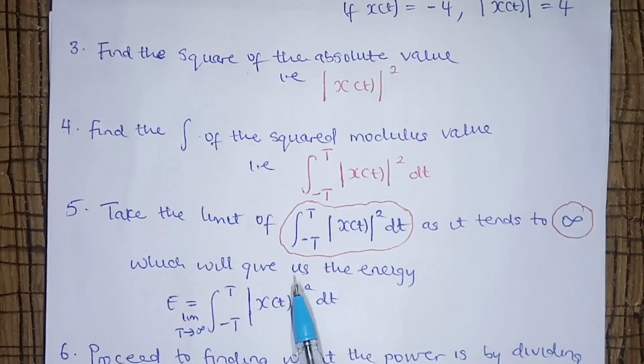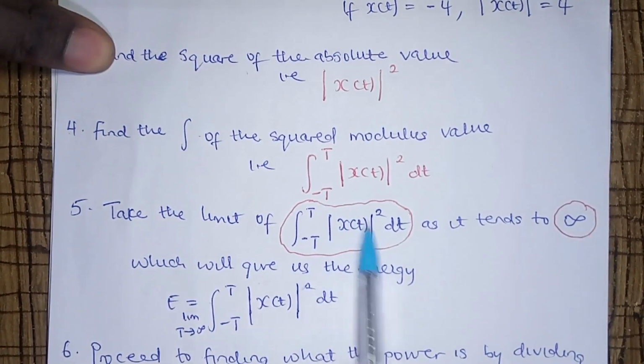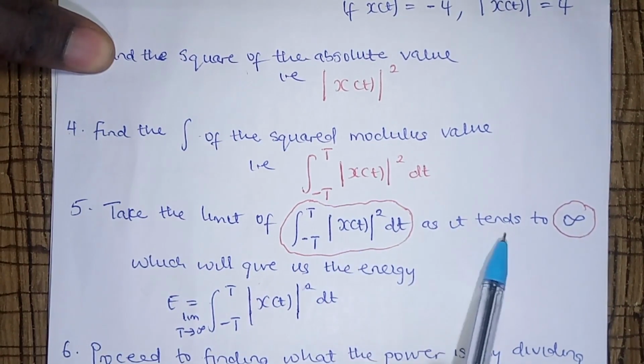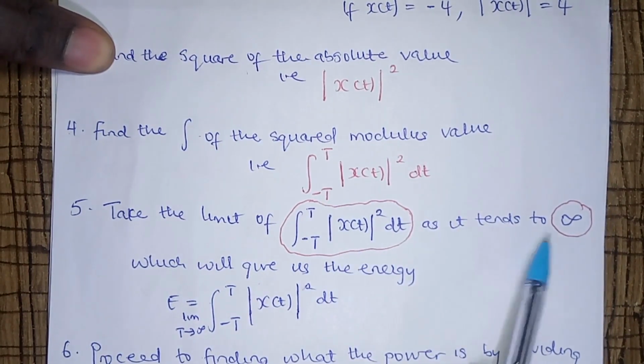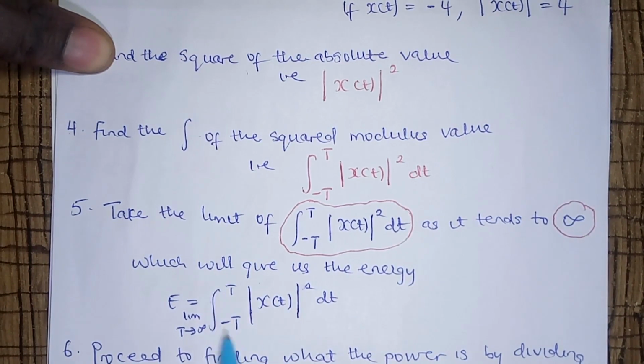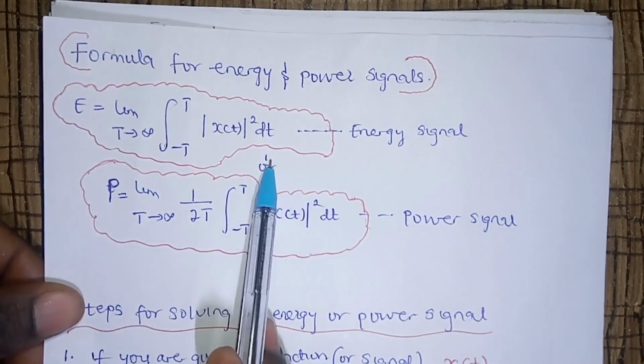Now, the fifth step is to take the limit. After you solve this integration, you take the limit as T tends to infinity, which is going to give us energy, as you can see from the formula for energy.